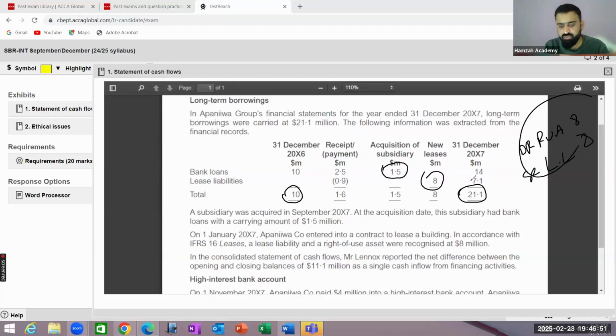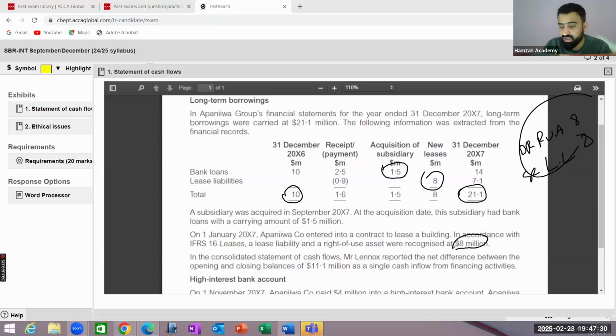Now, a subsidiary was acquired in September X7. At the acquisition date, this subsidiary had a bank loan with a carrying amount of 1.5 million. On 1st January X7, company A entered into a contract to lease a building. In accordance with IFRS 16 Leases, a lease liability and a right of use asset were recognized, as we discussed. In the consolidated statement of cash flows, Mr. Lennox reported the net difference between the opening and closing balance, 11.1 million.